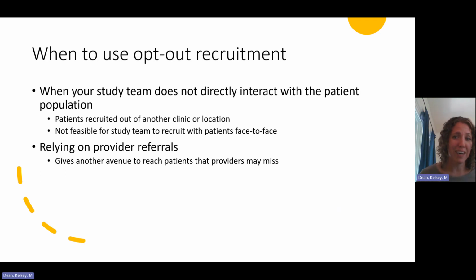But that's not always feasible, or we have clinics spread around, or we just need to have another way of contacting them instead of being there for every appointment. Or your study may be relying on those providers to do referrals, and that is often a recruitment strategy that we use, but providers are very busy. Sometimes they miss people who are eligible, or just don't have time to talk with them about the study in their visit. So sending them a letter outside of their visit just to make sure you reach all of the people who might be eligible in that clinic may be a good option.